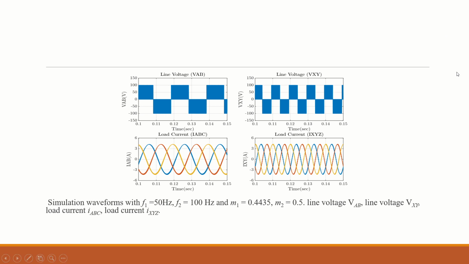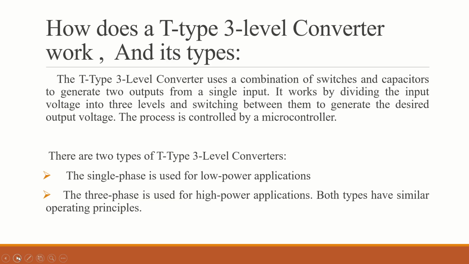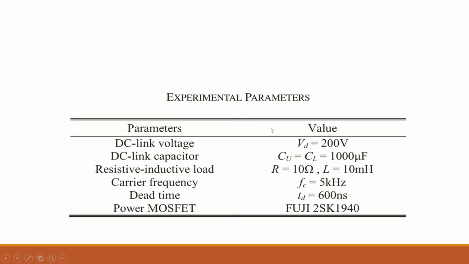It mainly depends upon the modulation index, meaning the amplitude and magnitude of the currents and voltages. And we have how a T-type three-level converter works and its types. Here we have many types, meaning single phase and three phase. Single phase we can use for lower power applications, three phase is for higher power applications. These are the simulation parameters which we got: DC link voltage, DC link capacitor, resistive inductive load, carrier frequency, dead time, power MOSFET.